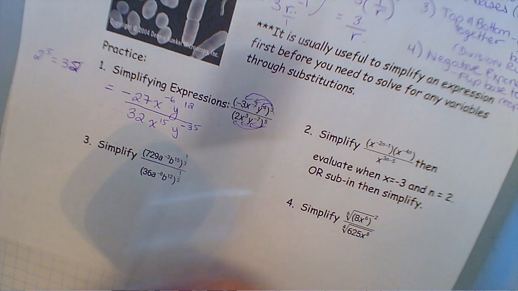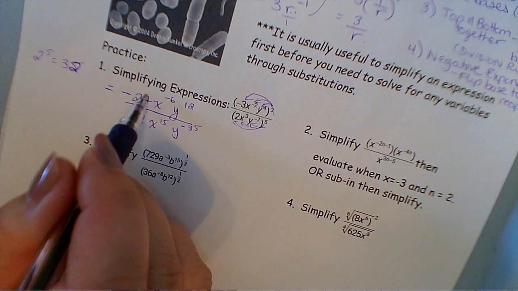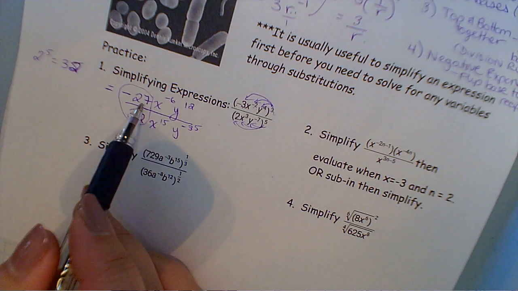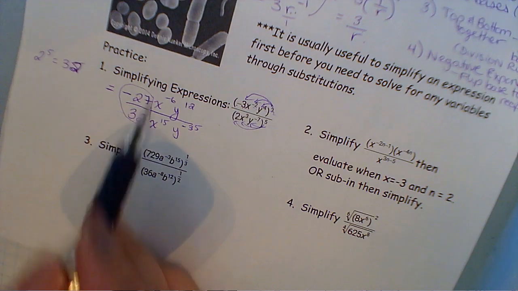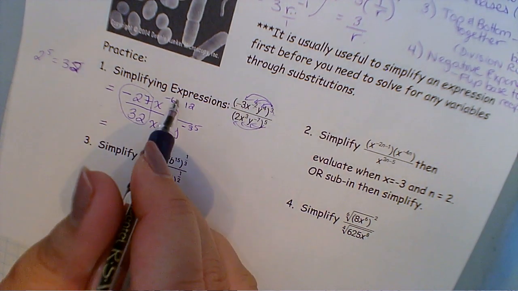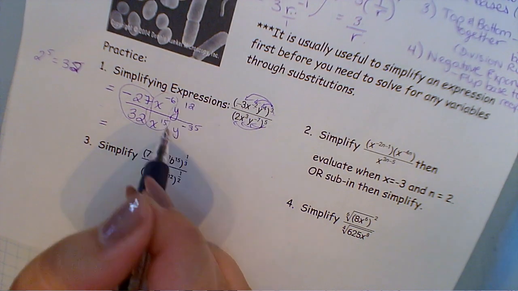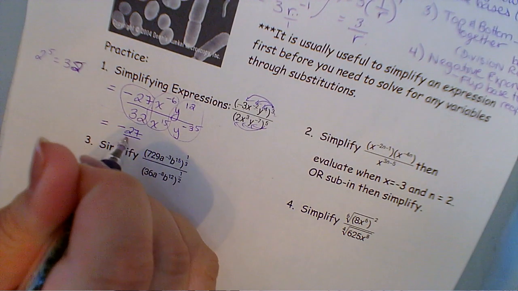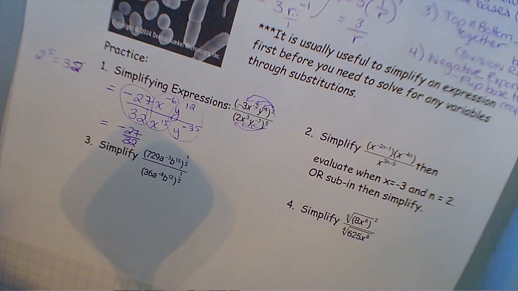Top and bottom together. Numbers with numbers. Can I reduce 27 and 32 just as a fraction on its own? I don't think so. I can't think of anything, only 9 and 3, and those don't go into 32, so you're kind of stuck with negative 27 over 32. However, the x's go with the x's and the y's go with the y's. So negative 27 over 32, we can drag it out to the front if you want.